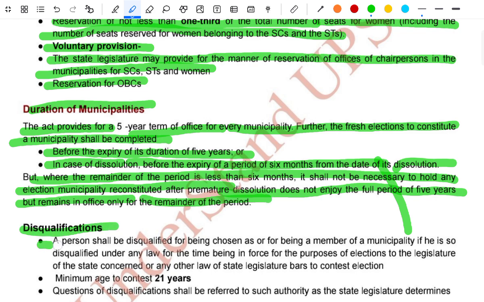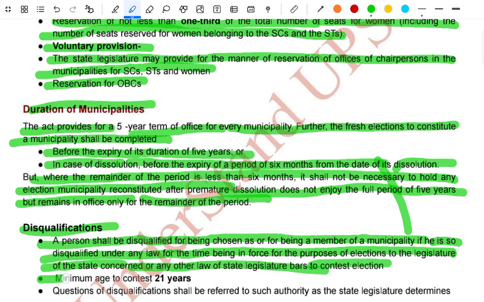Disqualification. A person shall be disqualified for being chosen as a member of a municipality if he is so disqualified under any law for the time being in force for the purposes of election to the legislature of the state concerned, or under any other law made by the state legislature. The minimum age to contest is 21 years. The questions of disqualification shall be referred to such authority as the state legislature determines.